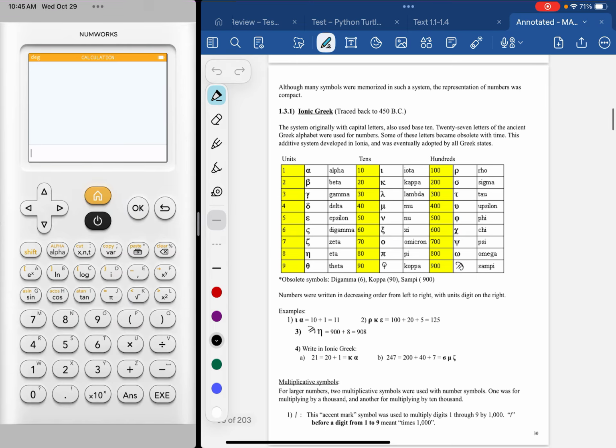Right? So for Ionic Greek, we go back to 450 BC. The system originally was with capital letters, and also used base 10. 27 letters of the ancient Greek alphabet were used for the numbers. Some of these letters have become obsolete over time. This additive system developed in Ionia and was eventually adopted by all Greek states. Right? So 1 is your alpha, 2 is your beta. You get down the line, for example, a rho is 100. Tau would be 300. Right?